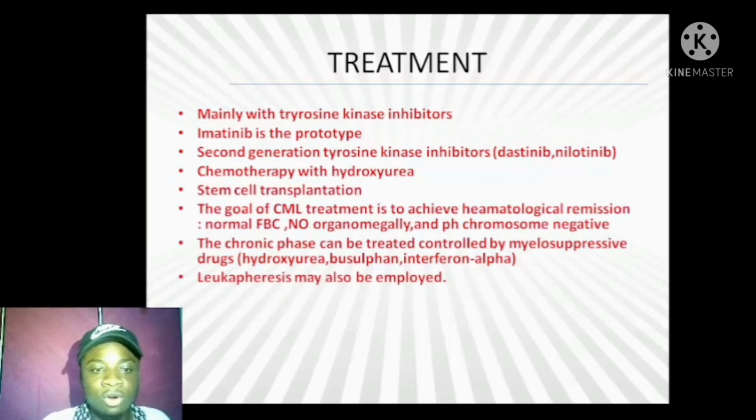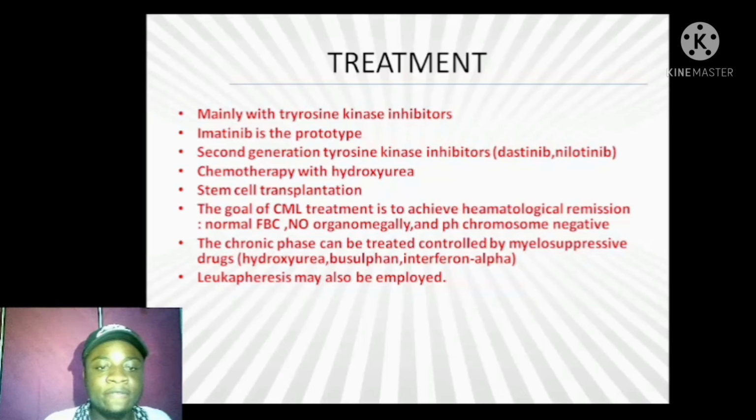Then the goal of chronic myeloid leukemia treatment is to achieve hematological remission. That is normal full blood count results, no organomegaly, and Philadelphia chromosome negative. Very important. Now that's the goal.